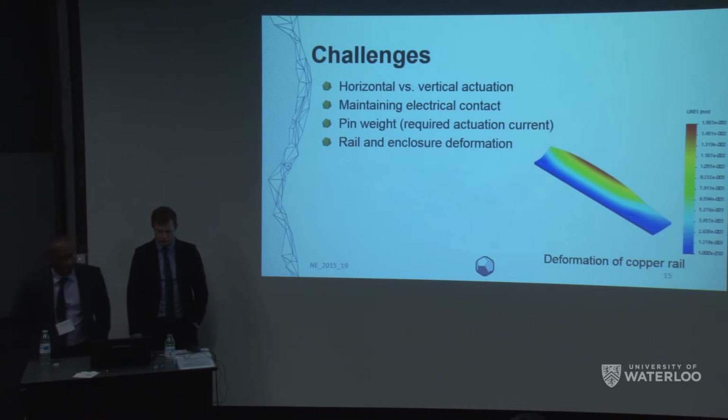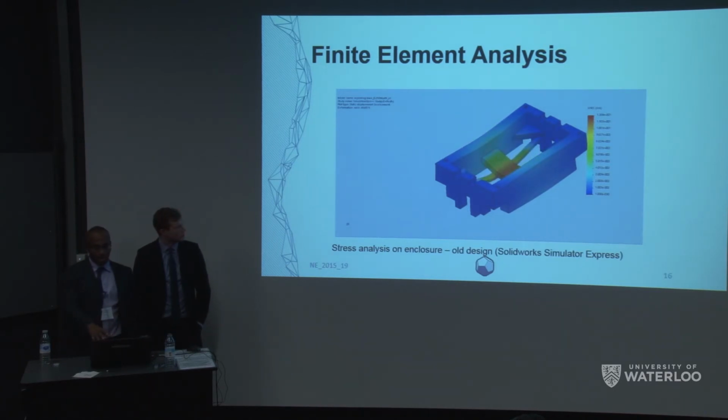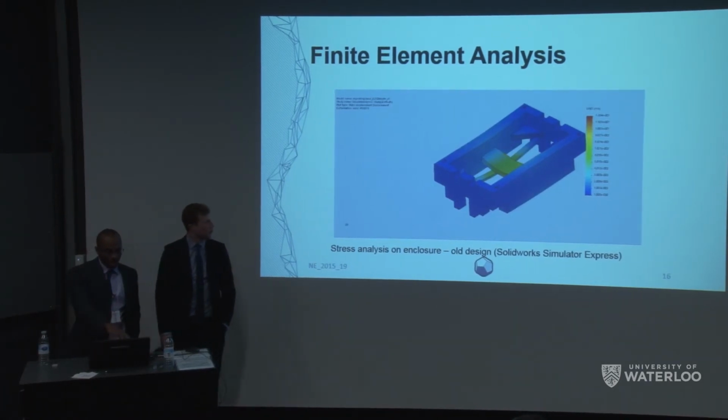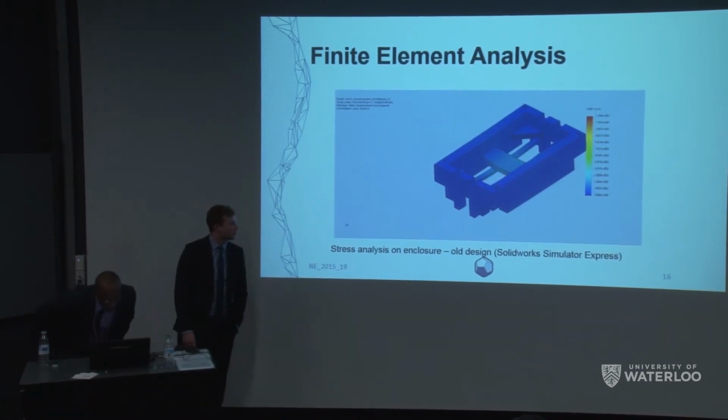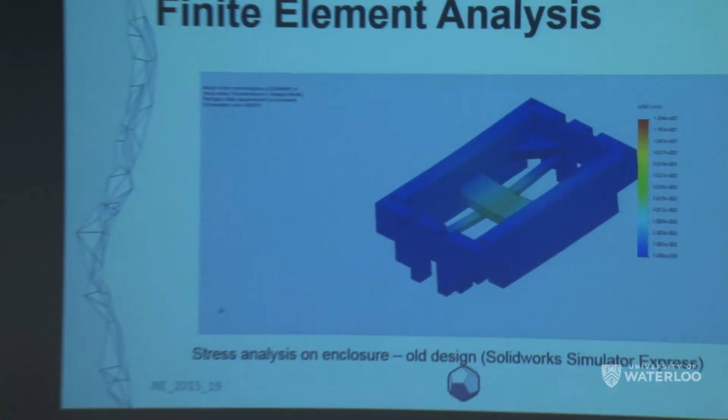Okay. But yeah, so we decreased the pin weight so that it moves, and then we also changed the enclosures so that they didn't deform. So this was the first enclosure that we had. You can see that it deforms. Sorry, the third enclosure that we had, the one with the rails. If you look at the scale bar, you can see that the deformation is around, how much is it?